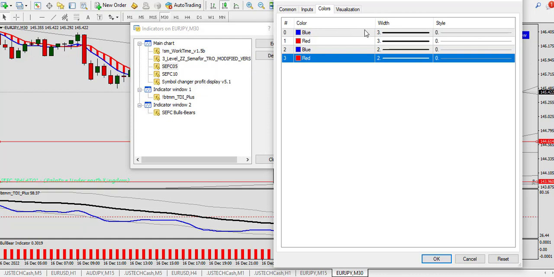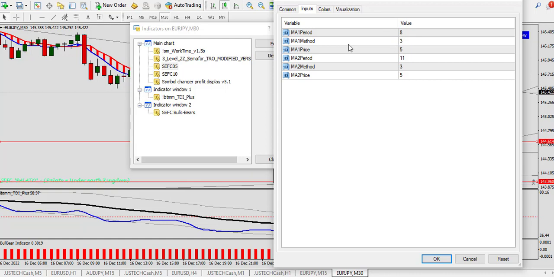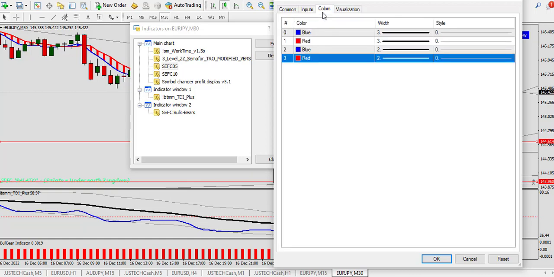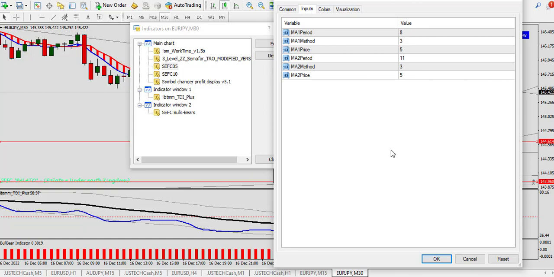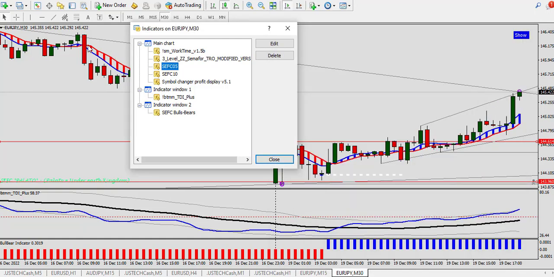SEMFC05 indicator, and these are the colors that I use: blue, red, blue, red. Then these are the inputs. The MA1 period is 8, MA1 method is 3, and MA1 price is 5, MA2 period is 11, and MA2 method is 3. MA2 price is 5. And once you are done with the inputs, just click OK, and this is the indicator, this red and blue.